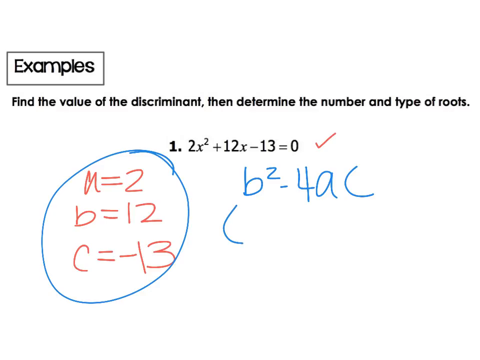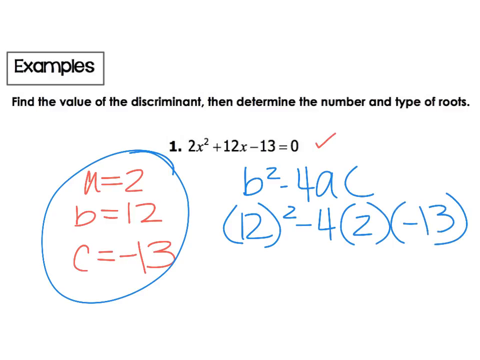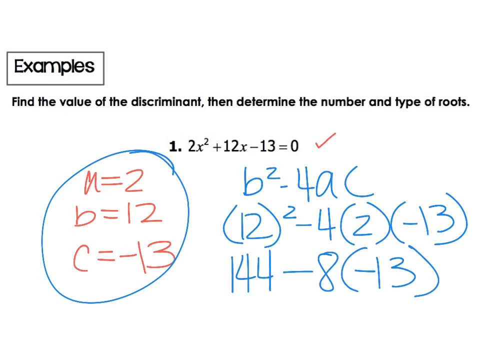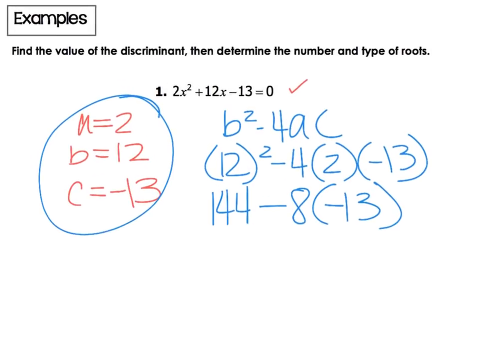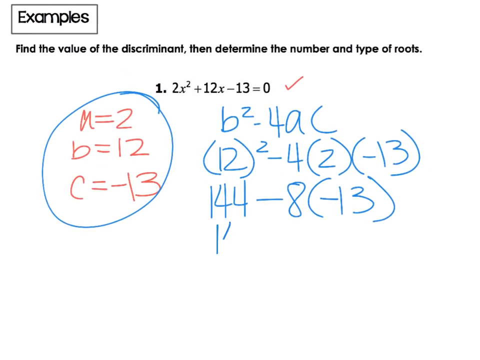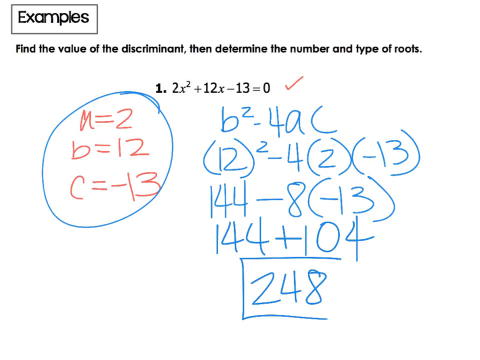So we get 12 squared minus 4 times 2 times negative 13. So we get 144 minus 8 times negative 13, and then 8 times negative 13 is going to give us negative 104. So that becomes plus 104. 144 plus 104 gives us 248. All right, so 248 is the value of our discriminant.